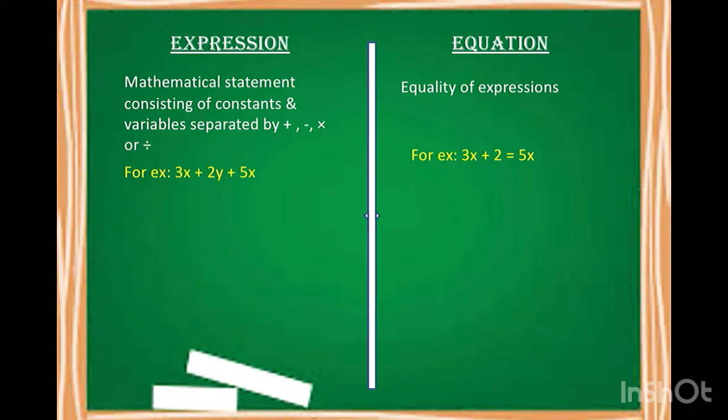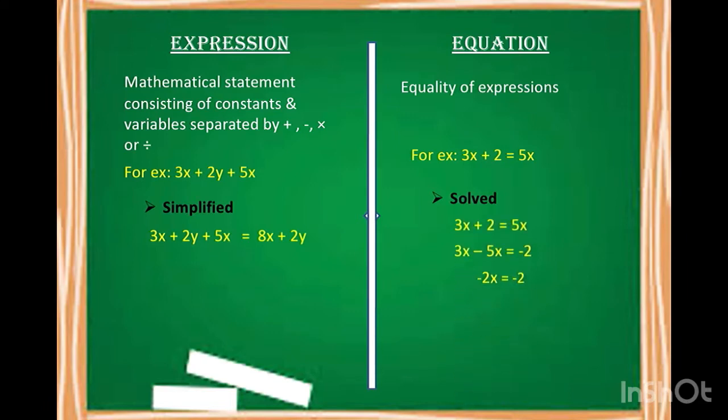Coming back to expressions, an expression is simplified. For example, on simplifying 3x plus 2y plus 5x, we get 8x plus 2y by adding up the like terms 3x and 5x. On the other hand, a linear equation is always solved. So, on solving 3x plus 2 is equal to 5x, we get the value of x as 1. An expression is one-sided, while an equation is two-sided. The expression on the left side of equal to is the left-hand side and the expression on the right side of equal to is the right-hand side.